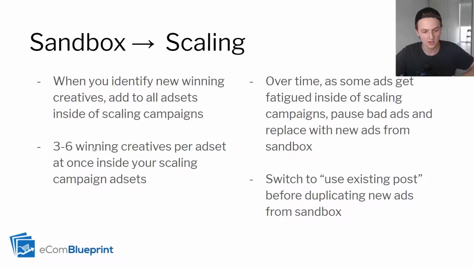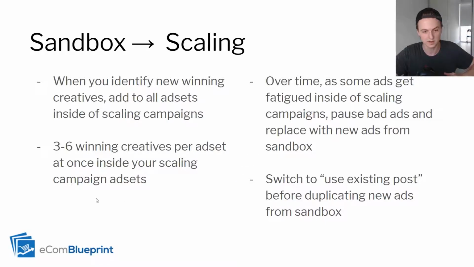Inside of your scaling campaigns, you should have 3 to 6 winning creatives per ad set. Once you're first starting out, you're not going to have this many creatives, but over time, as you keep testing new creatives and keep finding new winning creatives, you want to add these to your scaling ad set so that you have multiple ads per ad set. And over time, as the ads get fatigued inside of your scaling campaigns, you can pause the bad ads and then replace them with new ads from the Sandbox, right?